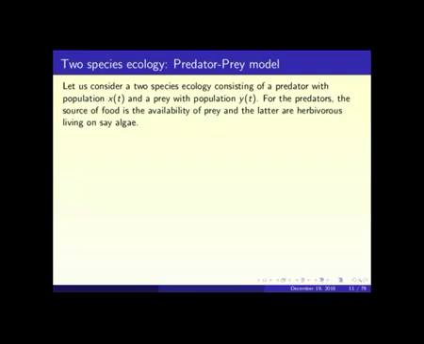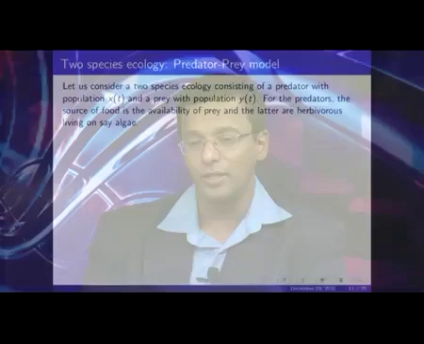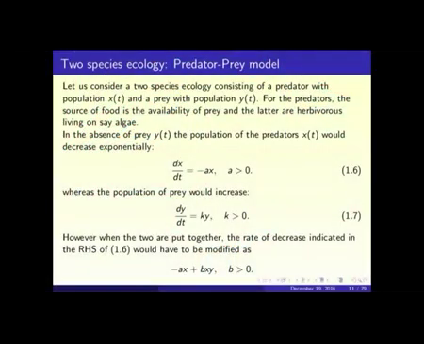So for the predators, the source of food is the availability of the prey, and the prey are herbivorous animals. For example, if you are looking at an aquatic system, then you assume that the prey lives on algae, for example, natural vegetarian food. So suppose for example there is no prey, suppose y is not there, then the predators don't have food to eat. So their population will die down exponentially fast.